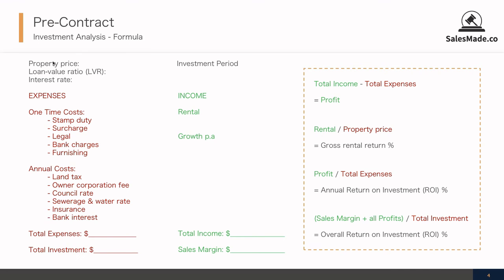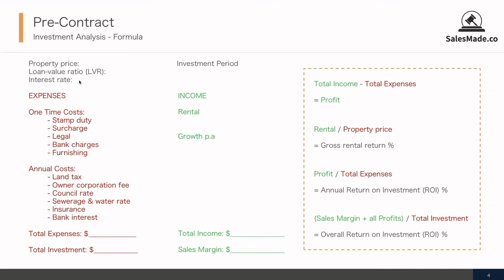Property price, this is how much the property price that you're going to be purchasing, the contract price. LVR, the loan value ratio, this is simply saying, look, if you're buying a $1 million property and you're borrowing, let's say $700,000 from the bank, okay, that's the amount that you borrow, then the LVR, the loan value ratio in this case, is 70%.